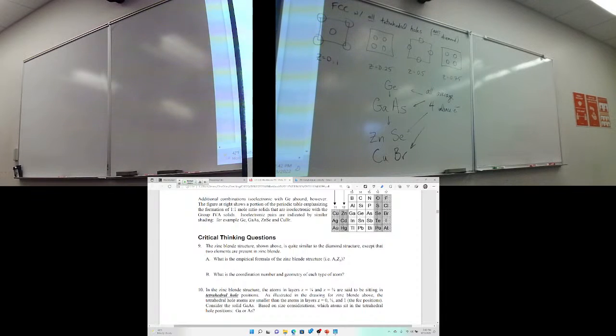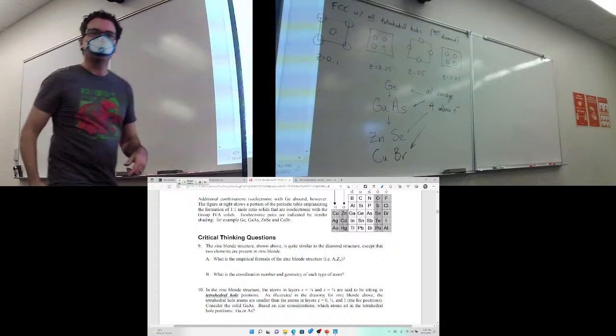We will look at different structures next week in lab. But for lecture, we're going to focus on diamond and zinc blende, which are almost the same.